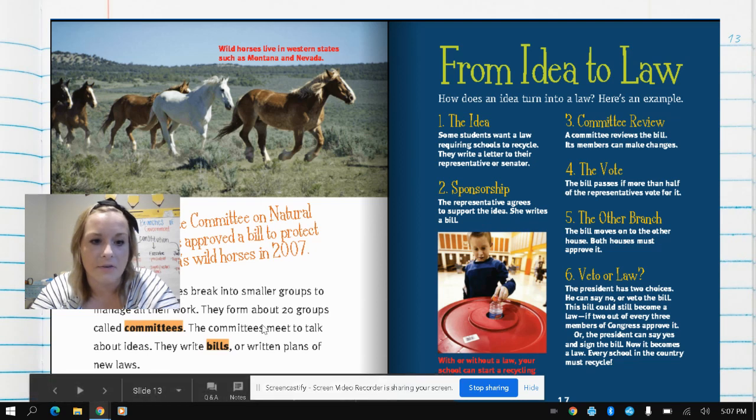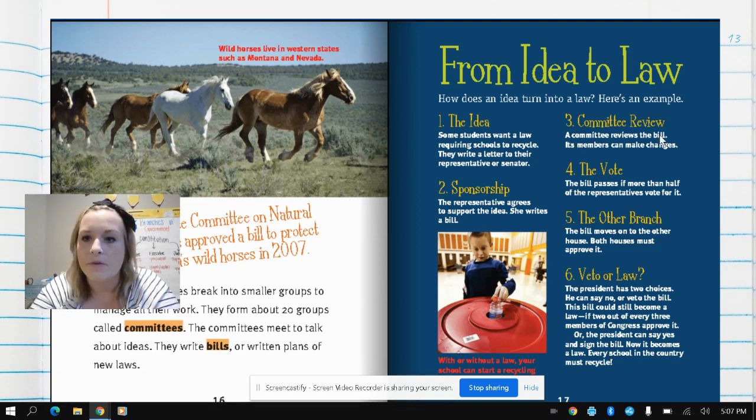We talked about committees over here. A committee reviews the bill, and its members can make changes. Number four is the vote. The bill passes if more than half of the representatives vote for it. Number five is the other branch. The bill moves on to the other house. Both houses must approve it. Now, number six is veto or a law.